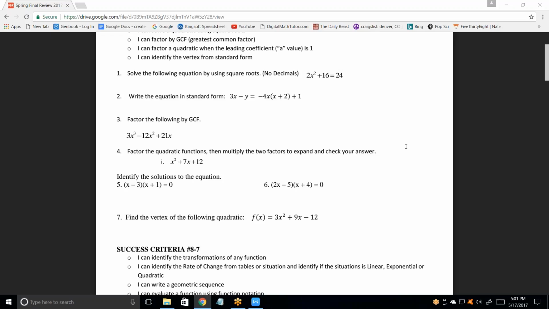I don't think we had finished with number 2, and we need to. So let's go back and finish it once you get logged on. There you are.